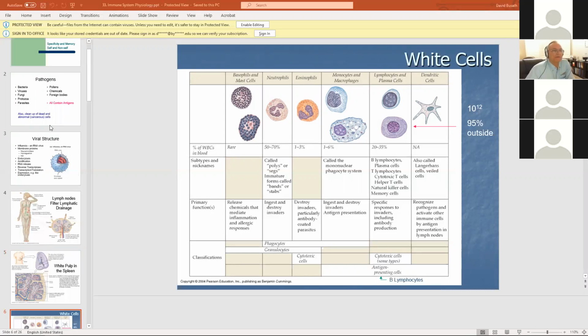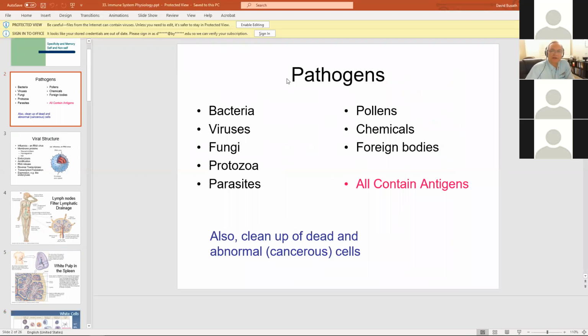So let me back up just a little bit and mention that there are different types of pathogens. Pathogens are anything that causes illness, including bacteria, viruses, fungi, protozoa, parasites. Pollens cause allergies, they're pathogenic in that sense. Chemicals can injure us, they're pathogenic in that sense. Foreign bodies can get stuck and cause an immune reaction and scarring.